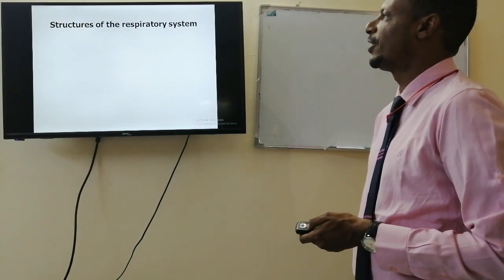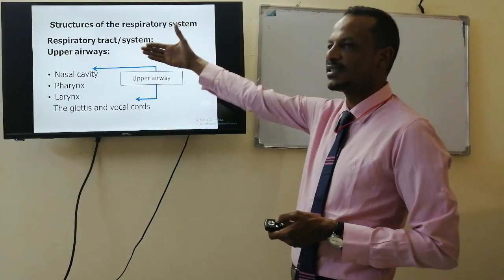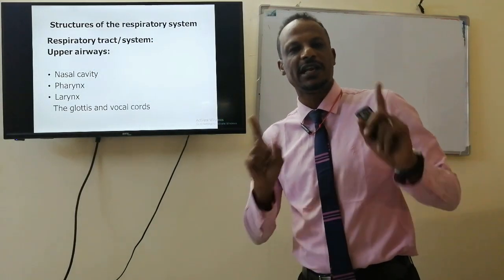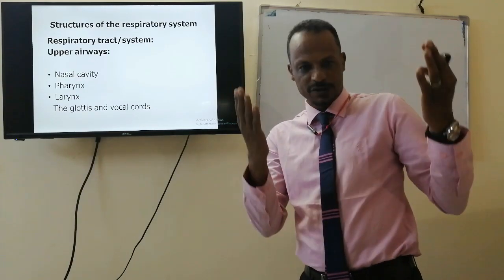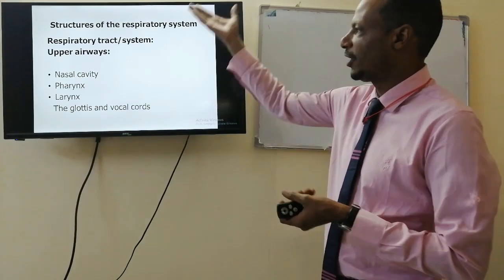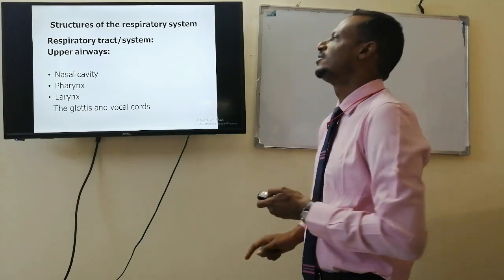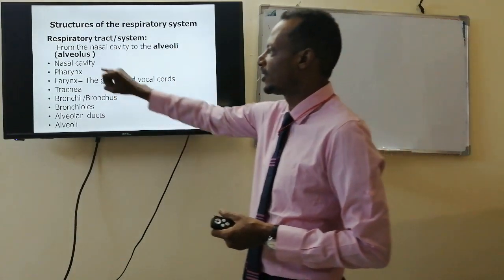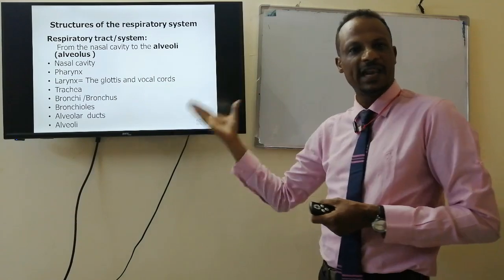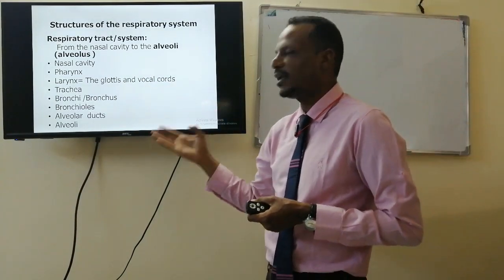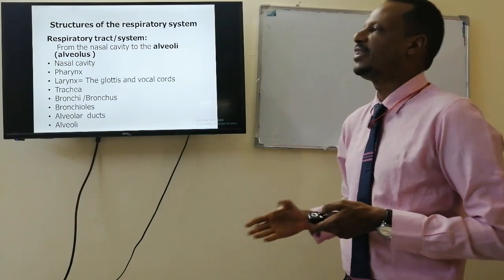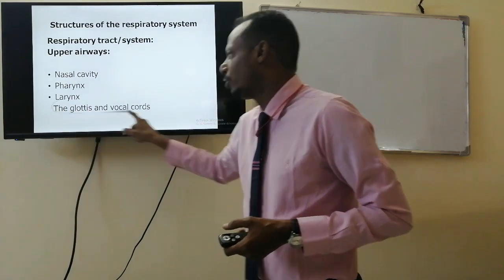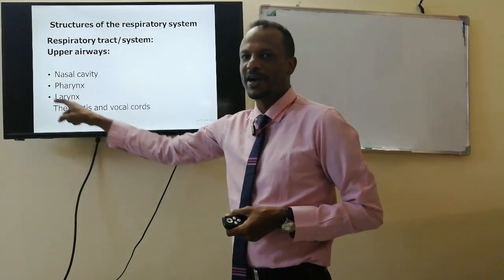We can divide the respiratory system into upper airways and lower airways. This is an anatomical classification, but not a physiological classification. Remember, the respiratory system extends from the nasal cavity to the alveoli, and it includes the nasal cavity, the pharynx, the larynx, the trachea, the bronchi, the bronchioles, the alveolar ducts, and the alveoli. From the nasal cavity to the pharynx to the larynx, including the glottis and vocal cord, we call this the upper airways.